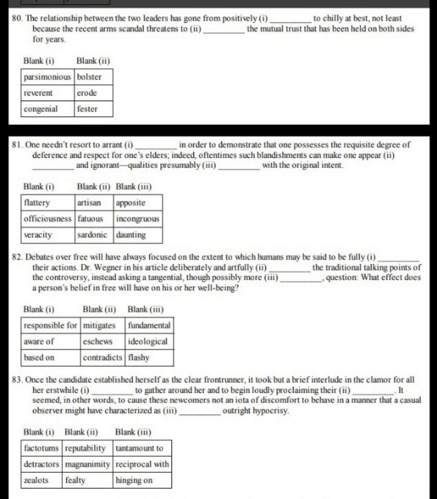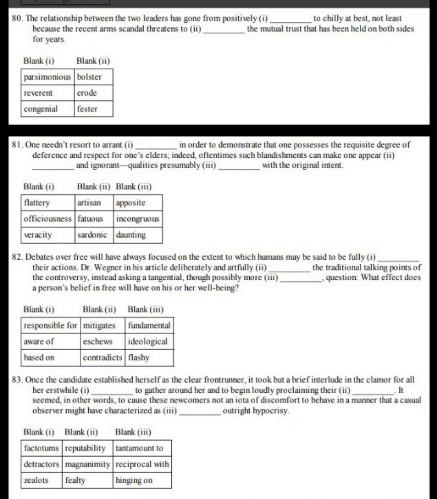83. Factotum, all-purpose assistant, Man Friday. Detractor, one who unreasonably criticizes. Zealot, over-enthusiastic, fanatic. Zeal means enthusiasm. Blank 2, magnanimity, generosity, nobility of character. Blank 2, last word, fealty, loyalty. Blank 3, tantamount, equal in amount. Blank 3, next word, reciprocal, mutual exchange, give and take. Quid pro quo, that means you scratch my back, I'll scratch your back. Give and take, log rolling.